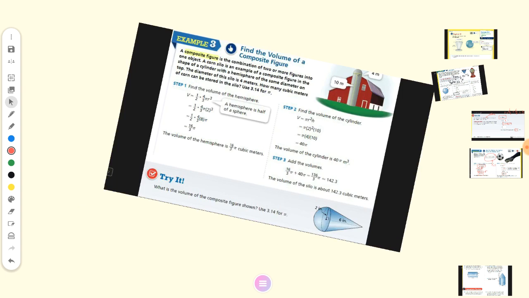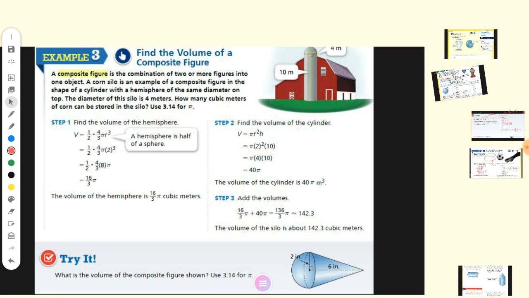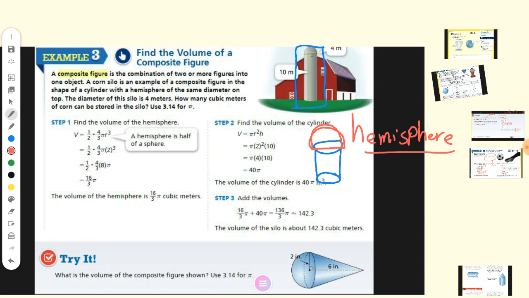Else, we can find composite figures. A composite figure consists of two figures. As you see here, we want to find the corn silo. The corn silo is this shape. It consists of a cylinder and a half sphere. Half sphere here we call a hemisphere. Hemisphere is half a sphere.